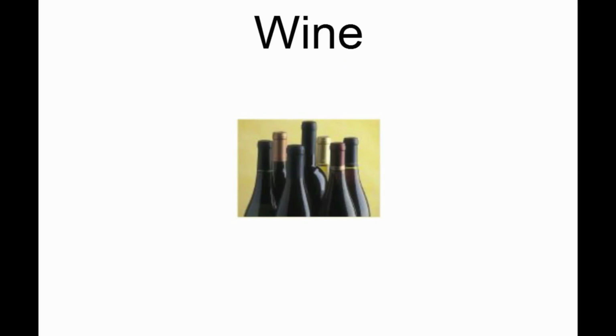In the first section of the Intro to Wine, we will discuss the history, some brief terminology, and the production of wine. Wine is believed to be developed around 8,000 years ago, in many places around the Middle East. Wine is an alcoholic beverage made from fermented grapes or other fruits.